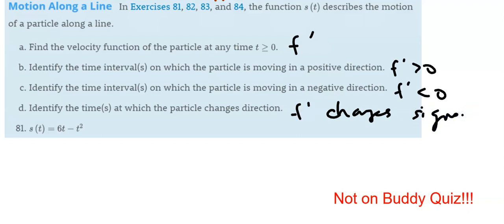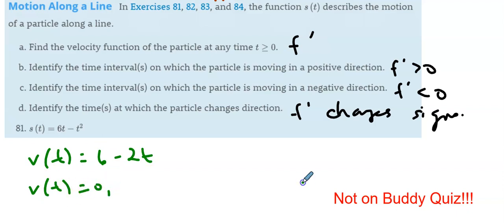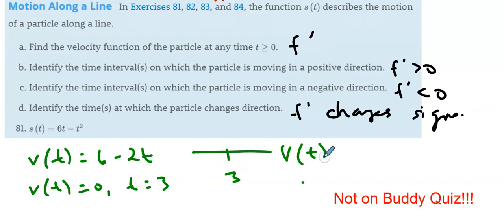Okay, so let's take a derivative here. v of t equals 6 minus 2t. Let's set this equal to 0 to see what's happening here. It looks like t equals 3. So let's do a line test on 3. Let's just call it v of t. On the left of 3, like 2, we have a positive value, and then we turn negative. Okay, so that was everything for a line test for v of t.